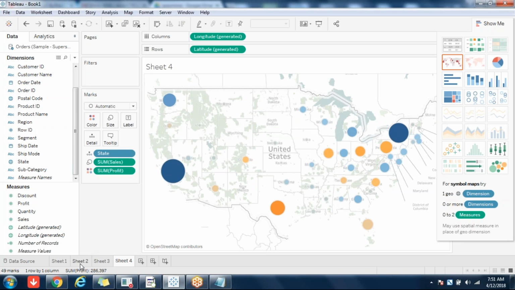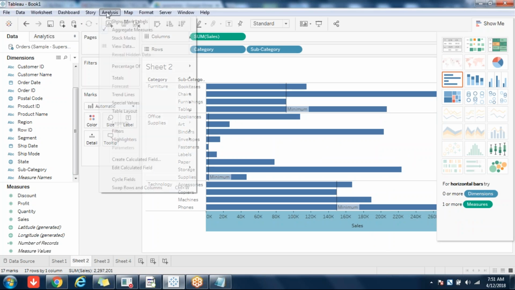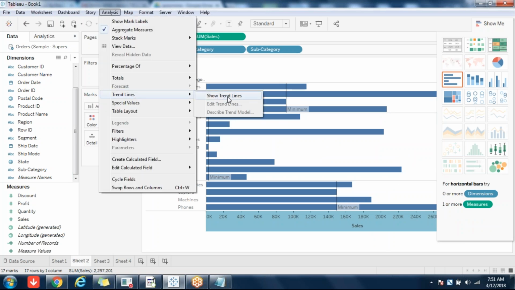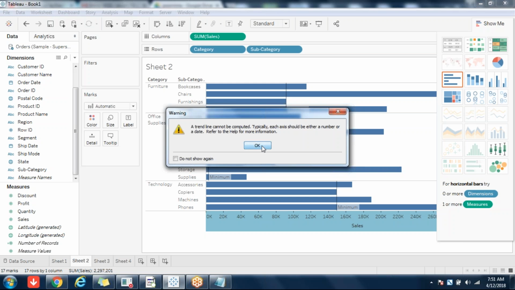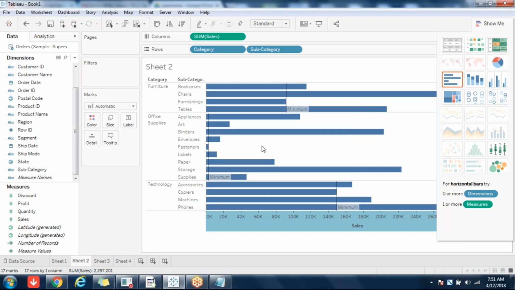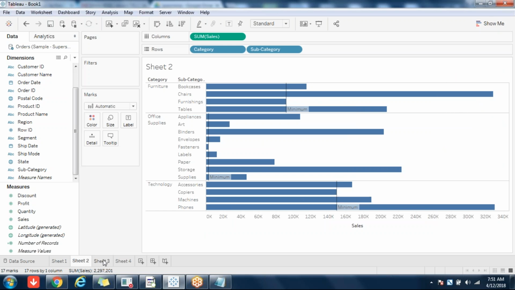As simple as that. So trend line cannot be computed. Here, if you go and click on trend lines, it says it cannot be computed. That is how it is. As simple as that. There is nothing complex to think about here. It is very simple.